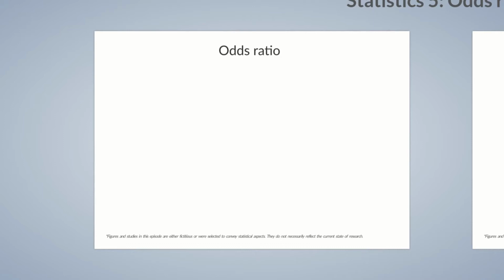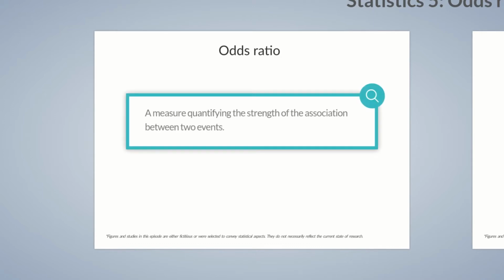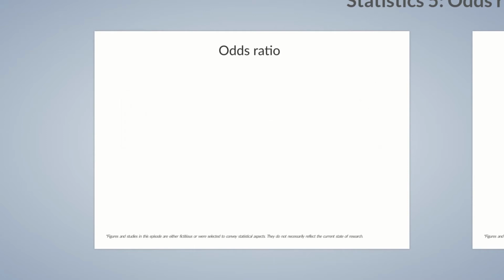We previously had a look at the relative risk. Although similar yet different, the odds ratio is also a measure that quantifies the strength of the association between two events. To understand the odds ratio, let's start with an example.